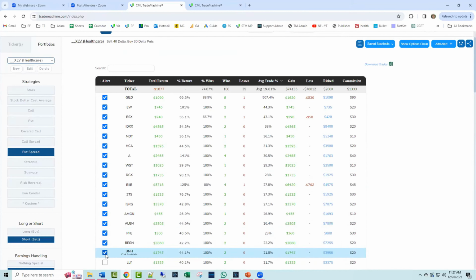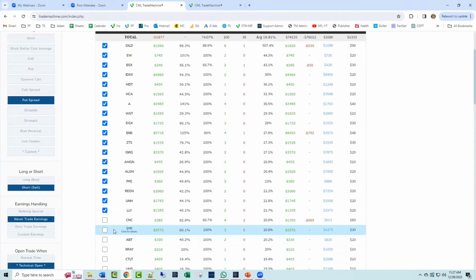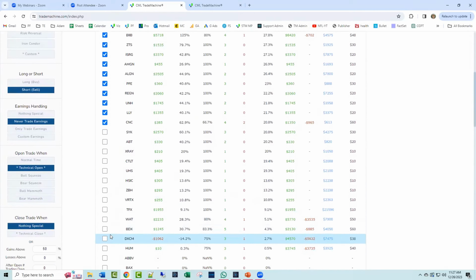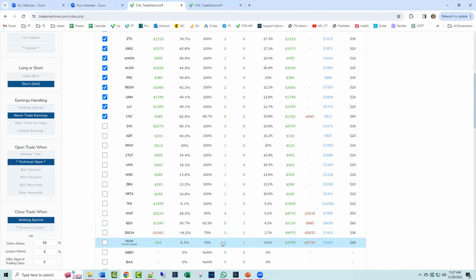Regeneron, UNH, Eli Lilly, these are some monsters, right? It's great to see large companies. They tend to have bids, right? So you choose the ones you want. Okay, just check, check, check. Let me see if there's anything. A 0.5% average trade doesn't really interest me. Is there anything else? Okay.